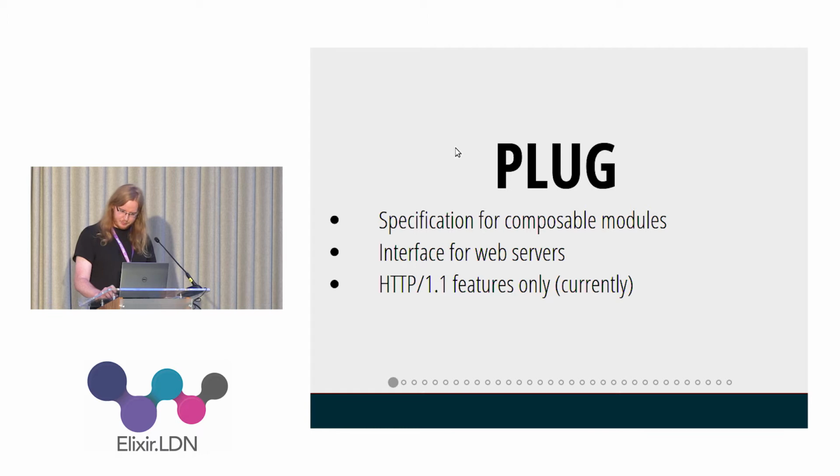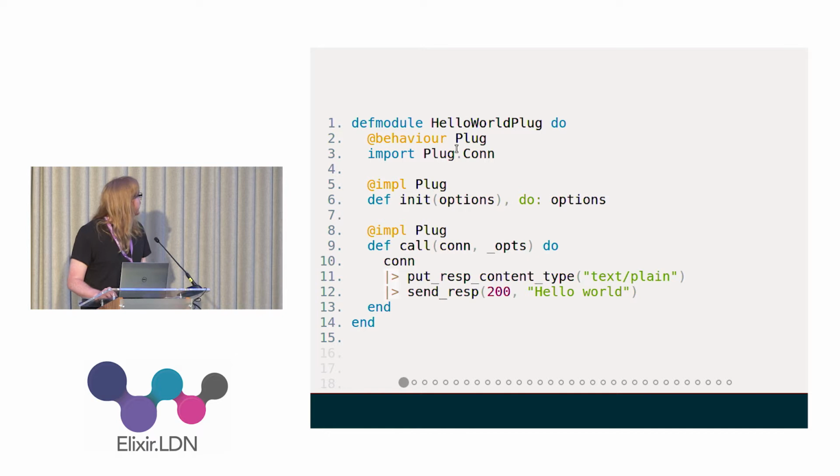So this is an example of a module plug. It's quite a simple one. If you can't read the code, if it's not big enough, there's heaps of space on the floor over there. So go and sit over there and you'll be able to see it better.